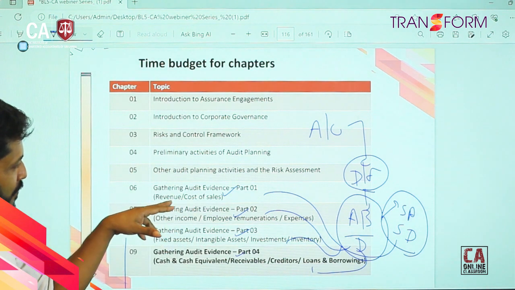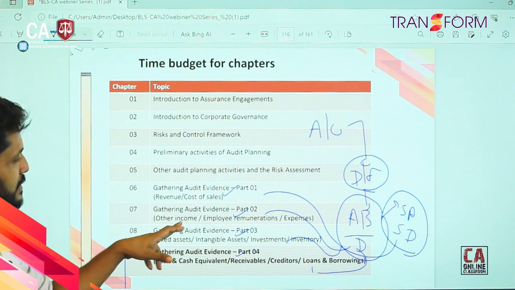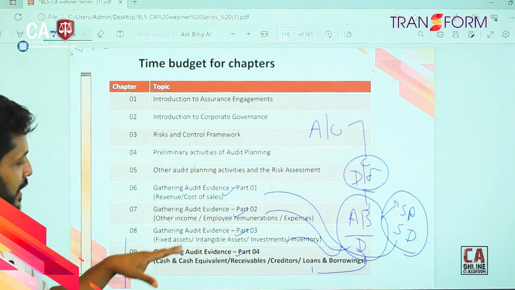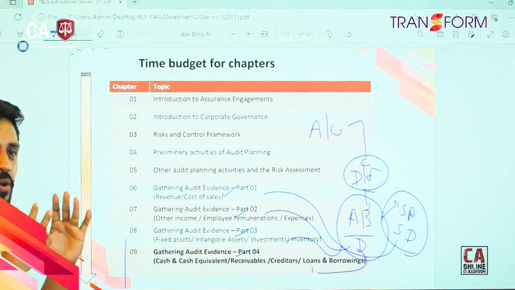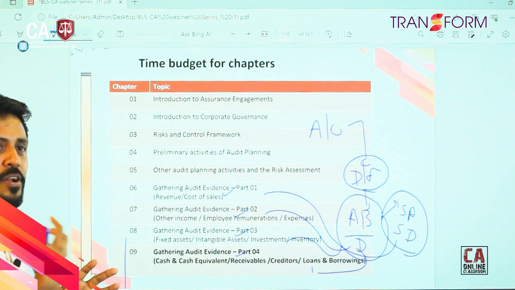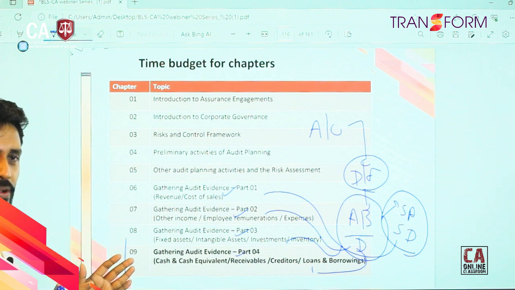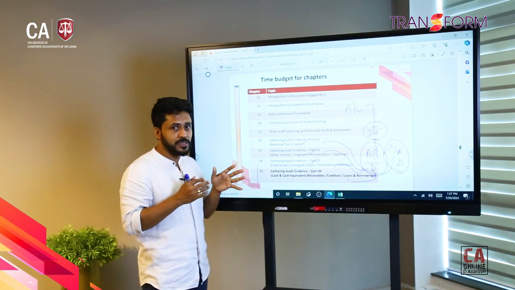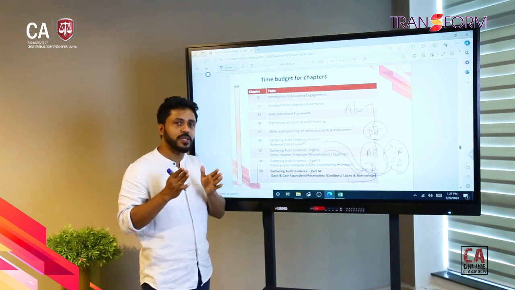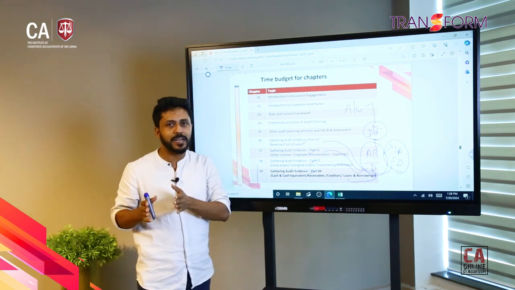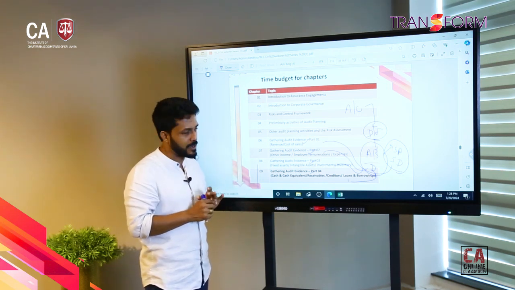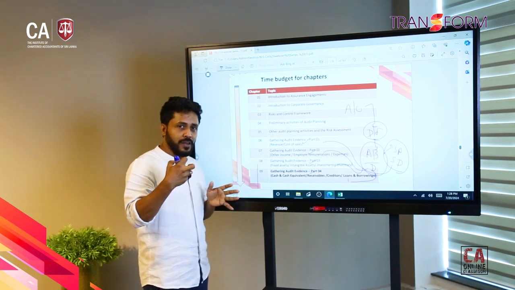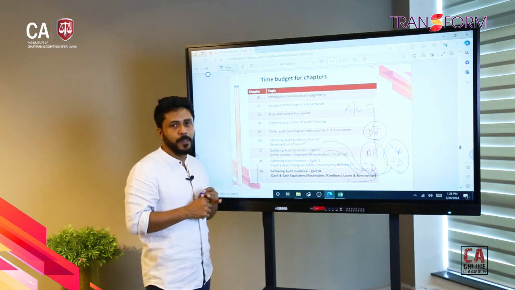So we identify significant accounts: revenue, cost of sales, salaries, intangible asset, creditors. We perform adequate audit procedures, meaning test of controls and substantive procedures, right? Based on your audit approach, according to the scenario, according to the case study given by the examiner, you need to decide your audit procedure, right? Accordingly, you can get your audit conclusion.